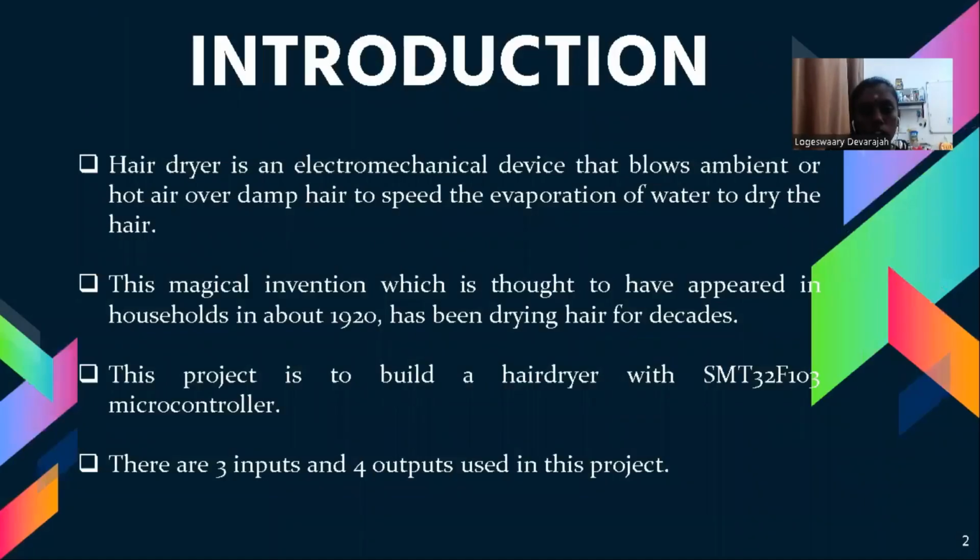The introduction: a hairdryer is an electromechanical device that blows ambient or hot air over damp hair to speed the evaporation of water to dry the hair. This magical invention, which is thought to have appeared in households about 1920, has been drying hair for decades. So this project is to build a hairdryer with an STM32F103 microcontroller. There are 3 inputs and 4 outputs used in this project.